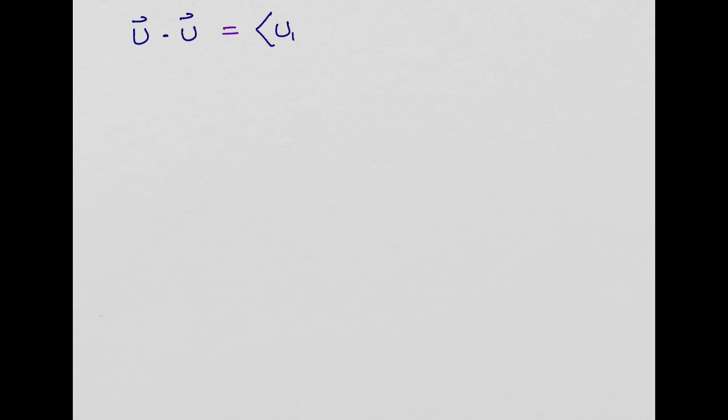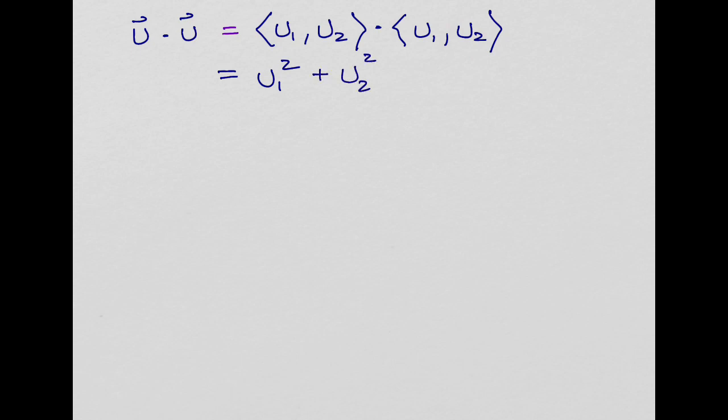This is u1, u2, dot product with itself, the same thing. When I do the dot product, I'm going to multiply component-wise, so I got u1 times u1. Well, that's not very efficient. I'm going to call that u1 squared, that's better. And then plus u2 times u2, also not very efficient, so that's u2 squared. And you may recognize this.